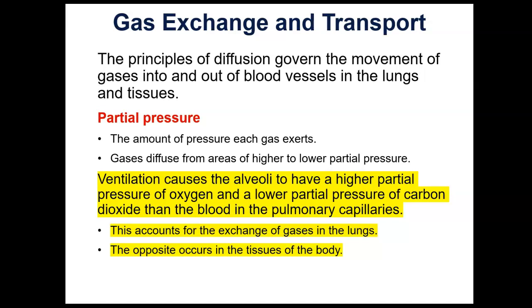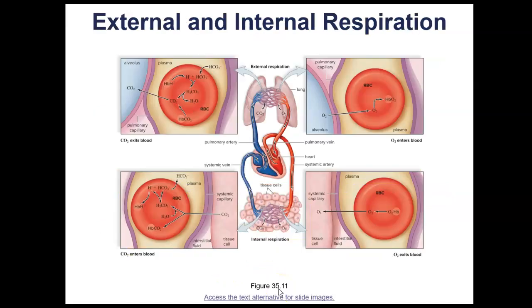And then in the tissues, the opposite occurs. So the tissue cells are going to have a higher partial pressure of carbon dioxide, causing the carbon dioxide to move into the capillaries. Then the capillaries are going to have a higher partial pressure of oxygen, causing oxygen to move into the tissue cells. And you can see all of that illustrated here.